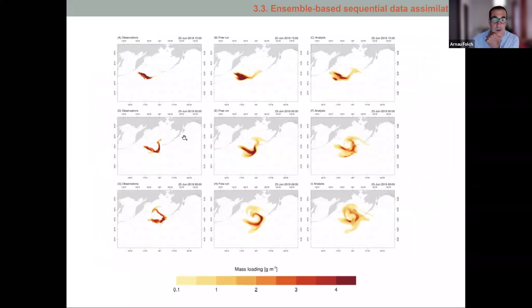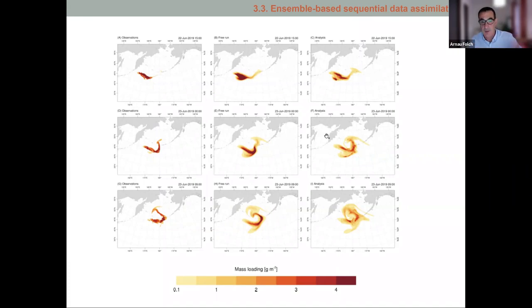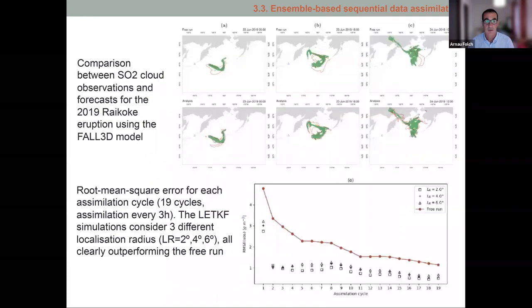Another example for the Raikoke cloud, where we have satellite retrieval observations at three different time instances. And here we have the free run, okay, and the results of the analysis, just to illustrate a little bit how the simulations change when we do all these data assimilation cycles, okay?